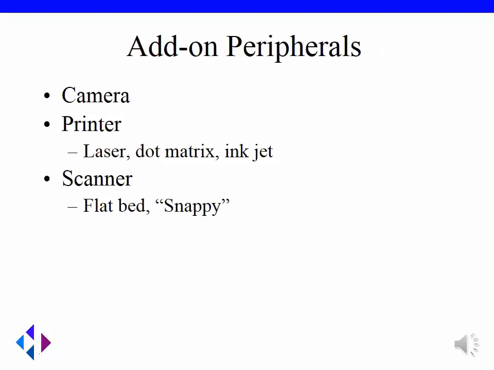Then we have all the add-on peripherals, cameras, printers. Printers could be laser, dot matrix, or inkjets, and also scanners such as the flatbed or the Snappy that captures stuff through a camera. The second half of this course will discuss printers and cell phones.